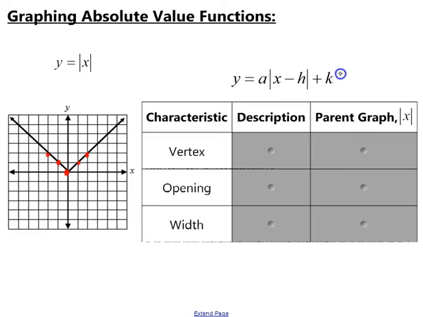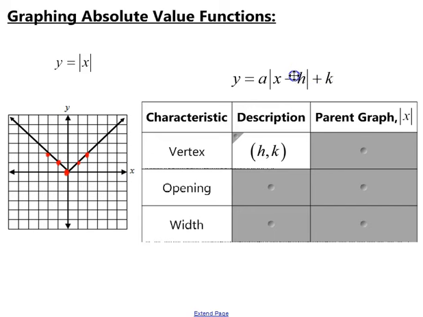So let's take a look at the general form of the absolute value function. So y equals a times the absolute value of x minus h, plus k. Now a, h, and k, we're going to find out what they represent in terms of the absolute value function. The vertex, we're going to use the variables h and k. So I need you to notice that here the h has a subtraction in front of it, but the k has an addition in front of it.